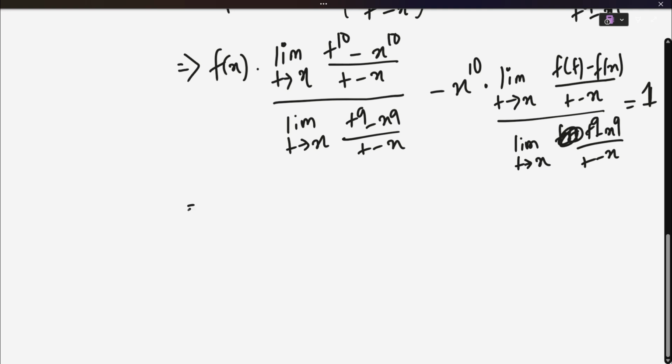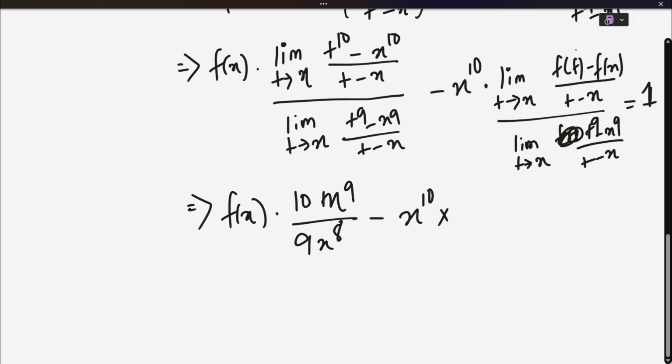So using our formula, we get this one as equals to f of x into 10x to the power 9. And this one is 9x to the power 8 minus x to the power 10 multiplied by, you can see this is basically the definition of derivatives, right? The rate of change of a function. So f of t minus f of x by t minus x as t tends to x is simply the derivative of f of x. So it's basically f dashed of x, the derivative of f at the point x. And divided by, we have the same formula applied again, 9x to the power 8. And we have equals to 1.